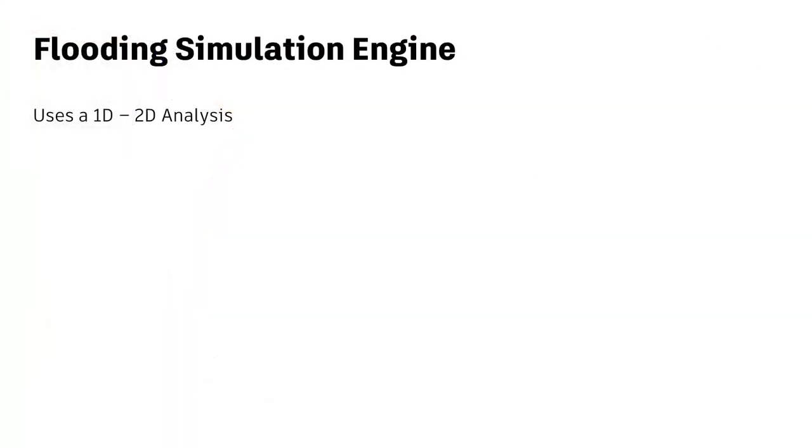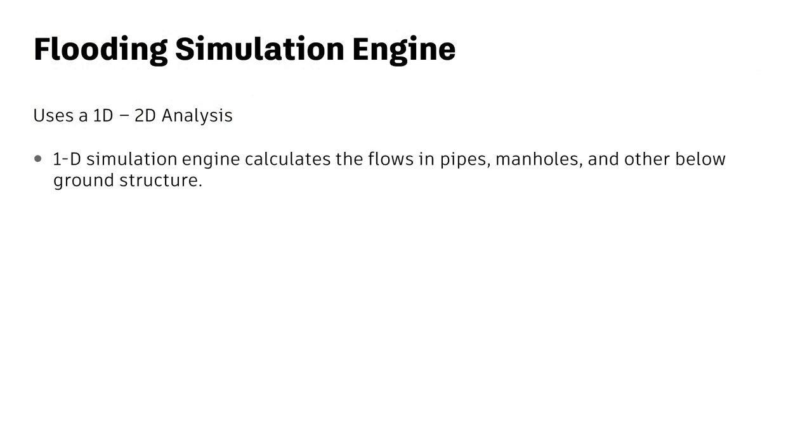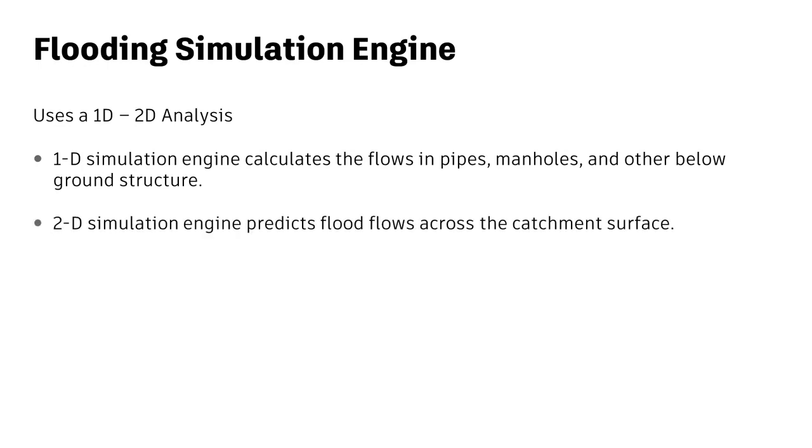In InfoDrainage, the 1D, 2D analysis uses a 1D simulation engine to calculate the flows in the pipes, manholes, and other structures below the ground, in combination with a 2D simulation engine to predict flood flows across the catchment surface. This enables the program to represent the overflow from the sewer or channel network, the movement of the flooded water on the surface, and the re-entrance of the flooded water back into the sewer or channel network.